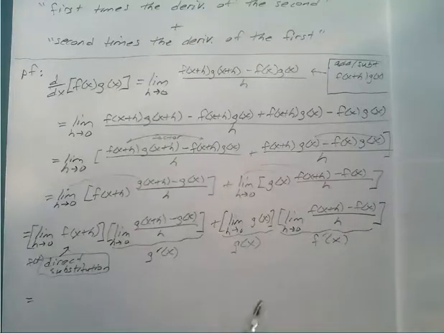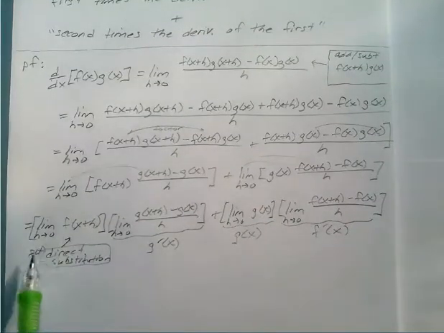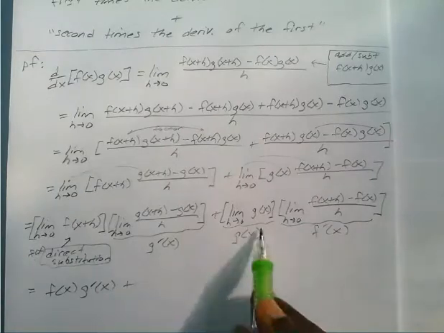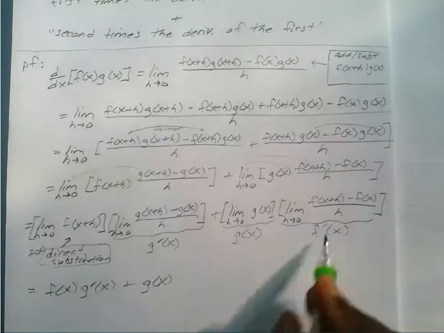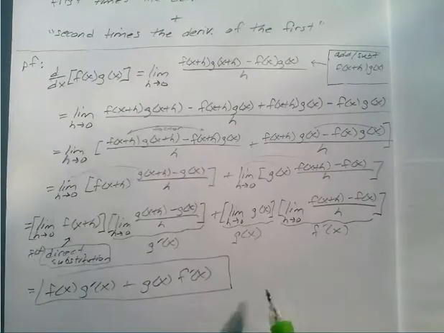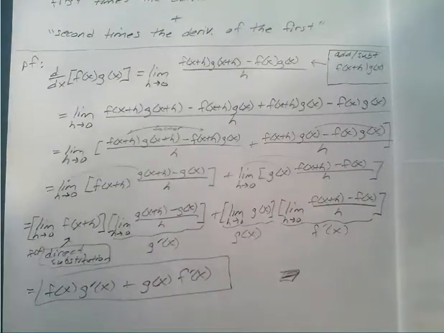So you end up with f of x times g prime of x plus g of x times f prime of x. Okay, and that is your proof. Okay, so if you are still writing, feel free to press pause, but we're going to go ahead and move on to our example.